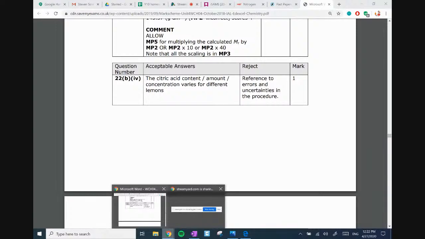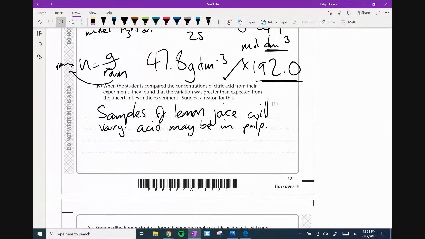So varies in different. Oh, they've said they've done it with different lemons. Samples of lemon juice will vary. There you go. Acid may be in pulp. Yeah, don't need that bit. I don't like that bit. Yeah, different lemons, different amounts. Diff lemons, I'll add that in red. It's nice to know.